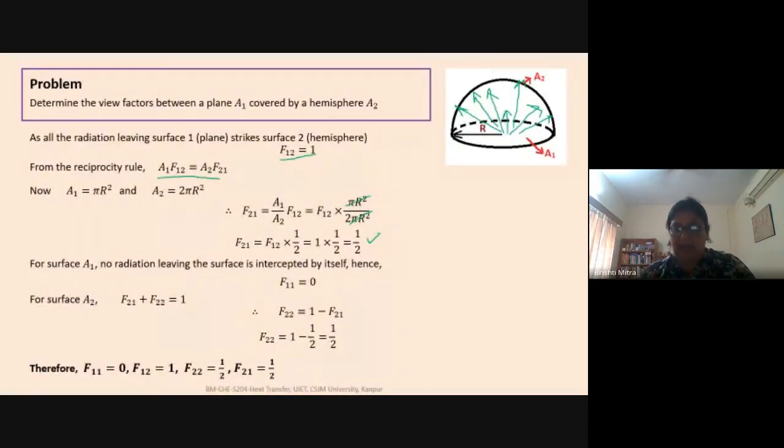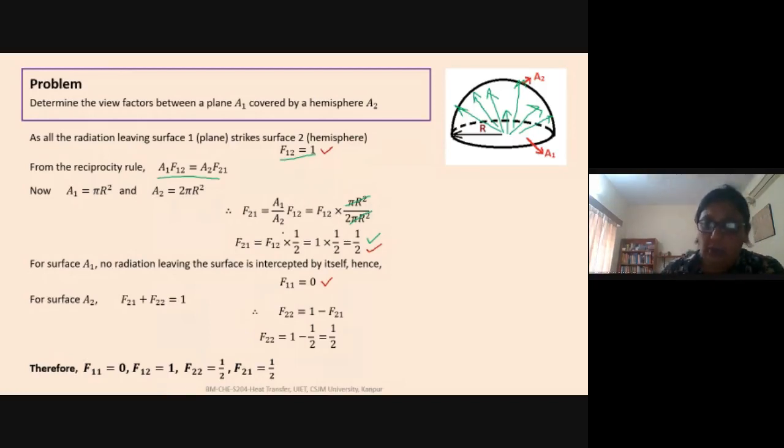Now let's see what values we know. Let me use another color of pen. So we know the value of F12. I know the value of F21. I know the value of F11. Why is F11 equal to 0? Because this is a flat surface. Anything that is going out of the flat surface has to go outwards. Nothing comes back to itself. So I know F11. I know F12. I know F21. The only thing that is left is F22.